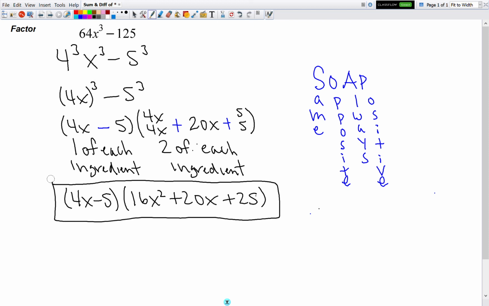So if you want to use this story to help you remember how to get this process called sum and difference of cubes, go for it.